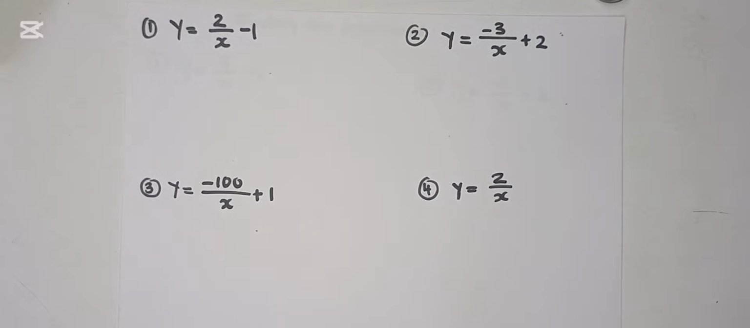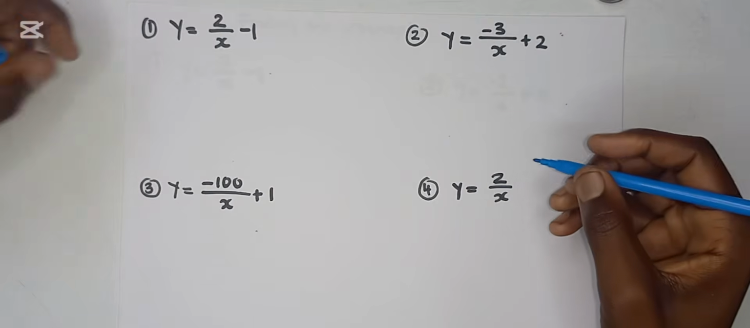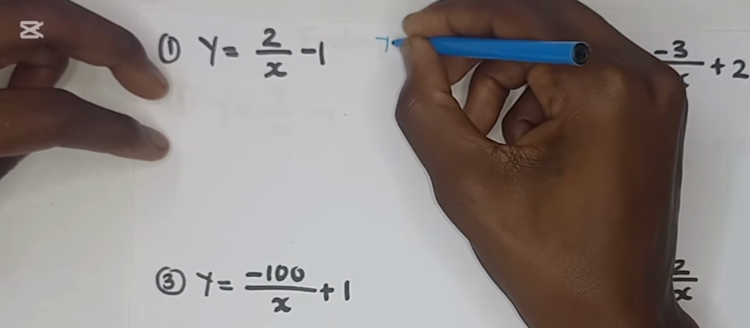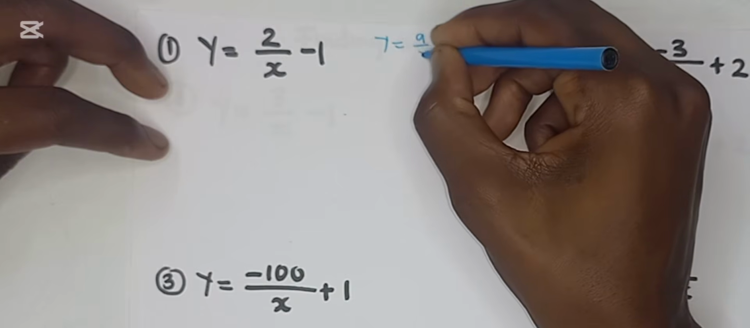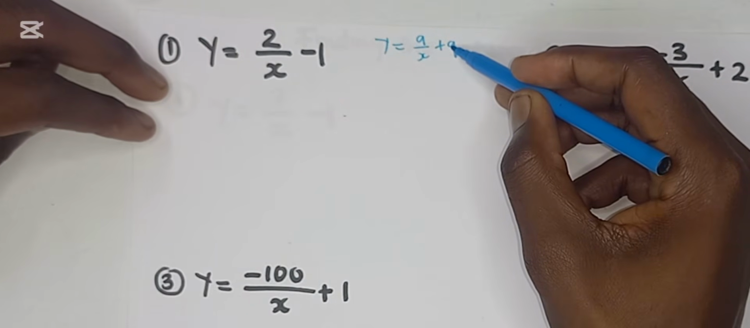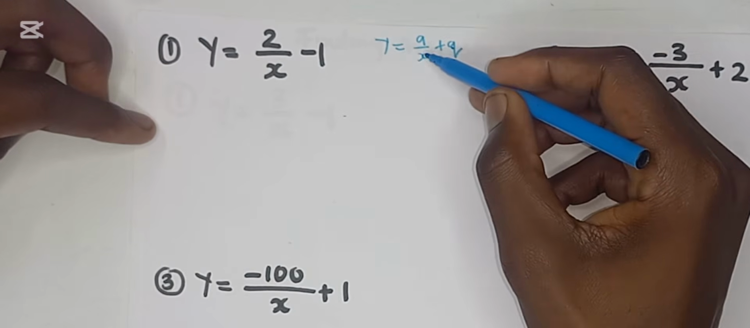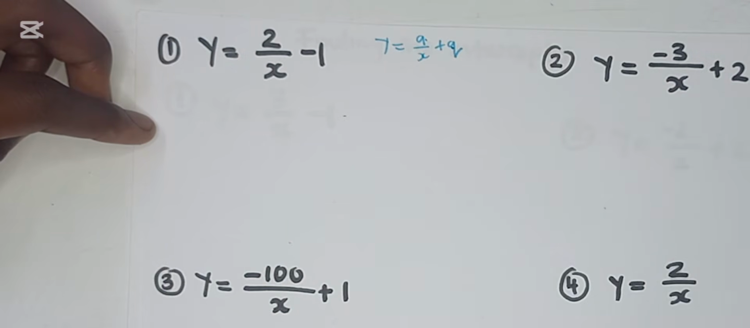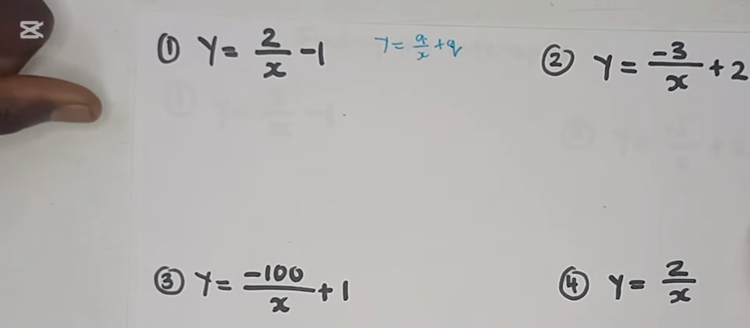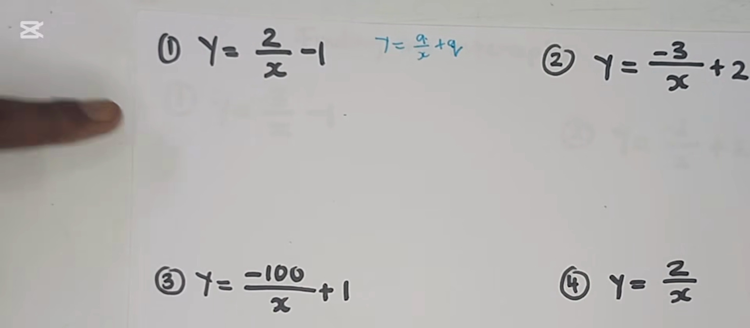So the first question says that y is equal to 2/x minus 1, as you can see there. In our previous video, we said that a hyperbola goes with the equation y = a/x + q, whereby q is the horizontal asymptote and the value of a determines the shape of the graph. Perfect.